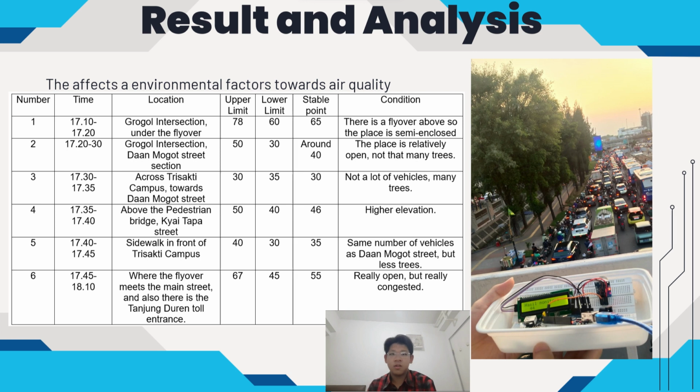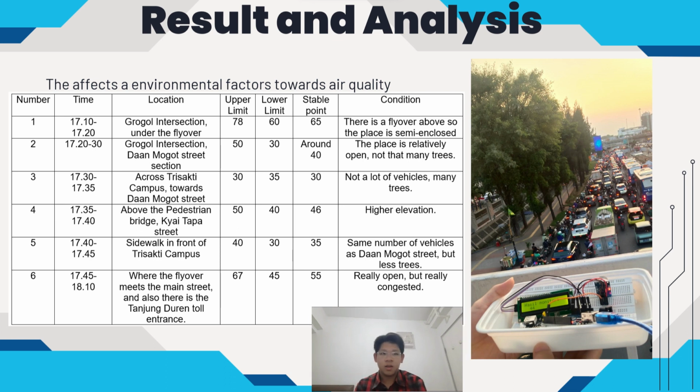And on the Grogol intersection on the Almagot Street section, the upper limit was 50 and lower limit was 30, and the average was around 40. Above the pedestrian bridge that has a higher elevation than the rest of the locations has an upper limit of 50, lower limit of 40, and the average is 46.